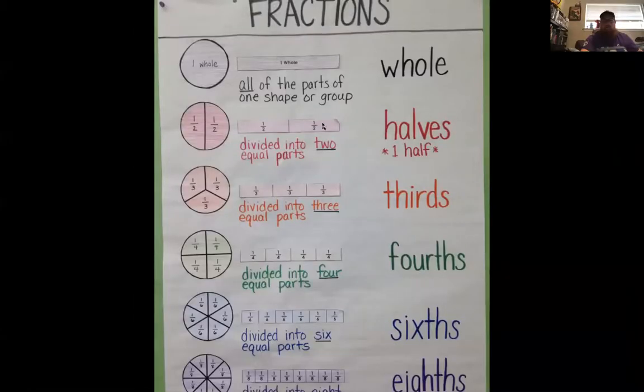If we take a look at our anchor chart that we talked about today, this is really important for our kiddos to understand the different words and how we say the different fractions. As you can see, we have whole, half, thirds, fourths, sixths, and eighths. And then we have the picture of what each fraction would look like. We gave them a couple minutes to write down the words for each of the fractions, so they can understand and see what they look like.